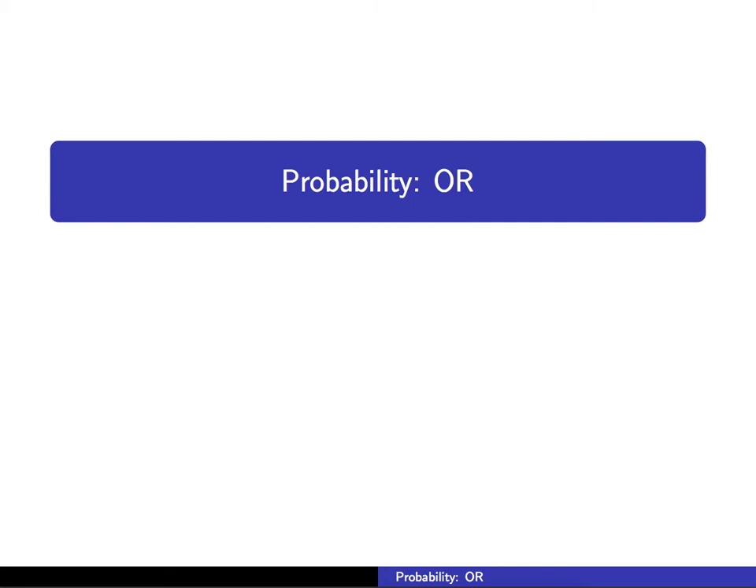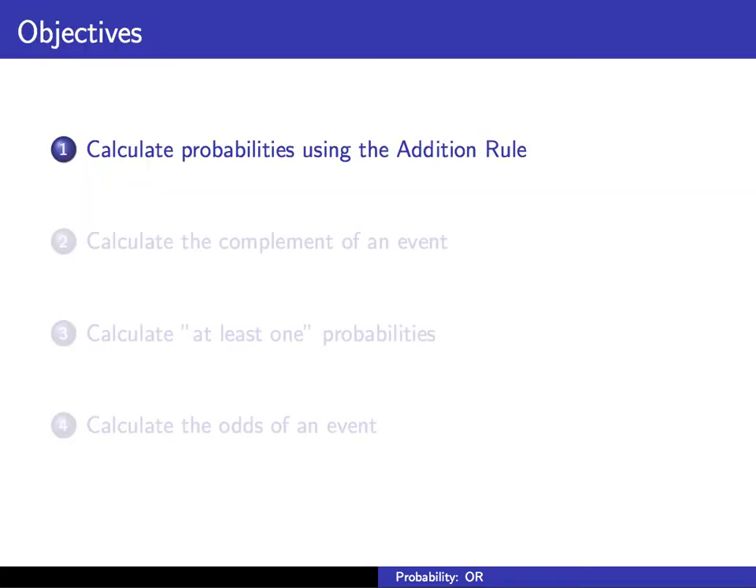Okay, in this video, we're going to take a look at determining the probability of events that are separated by the word or. In our last section, we took a look at events that are separated by the word and. So we're going to look at calculating probabilities in this video using what's known as the addition rule.